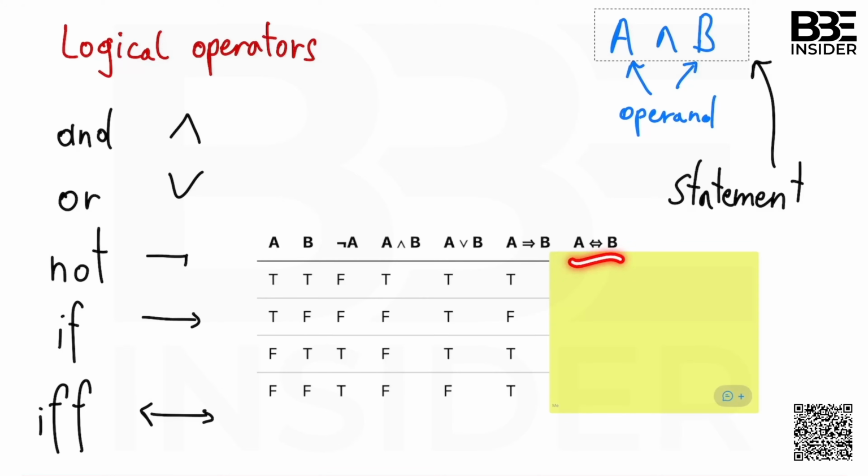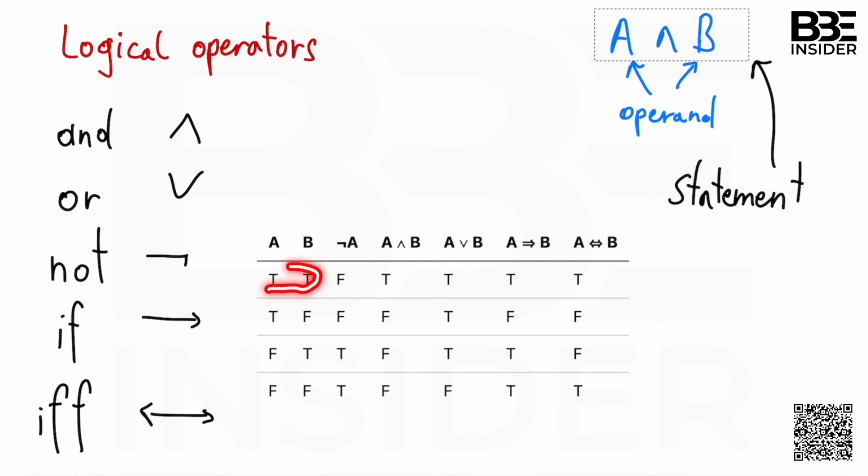This statement reads as if and only if A, then B. Try to solve this column on your own once again, and we will compare. The last logical operator is the logical if with double F. This statement reads as A if and only if B, meaning that this denotes logical equivalence. This is true only if both operands are the same.